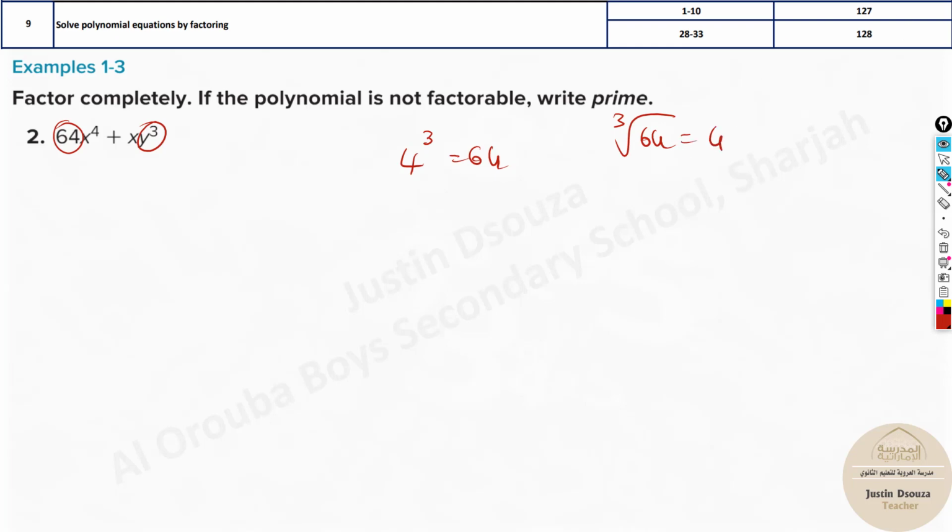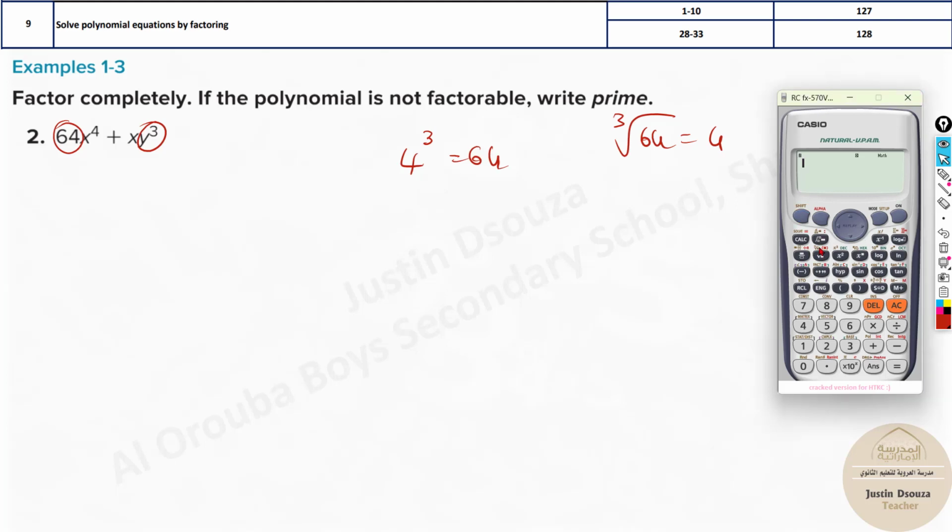I'll show you how to do it in the calculator. We need our calculators now. All you do is, see, press shift and this symbol, it will be cube root. 64, the answer is 4.